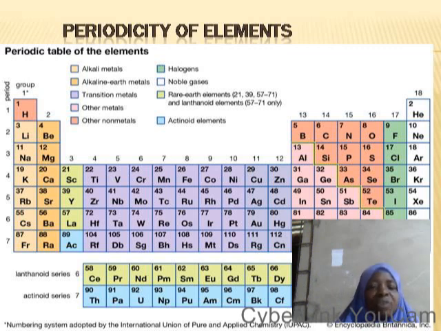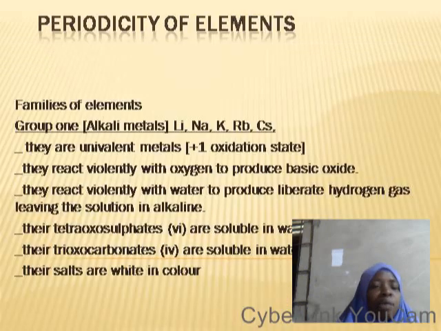Let's go to each group of these elements and look at their property. The first group there is group 1 elements. We call them the alkali metals, and among them are lithium, sodium, potassium, etc. They are univalent metals because they have only one electron in their outermost shell. And because they are metals, they donate this electron out, and that is why their oxidation number is +1.